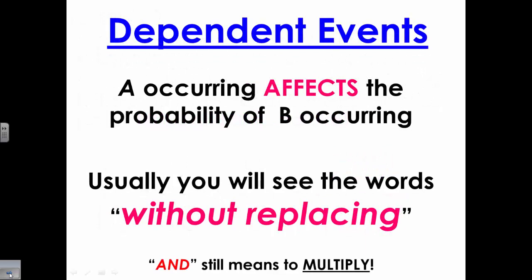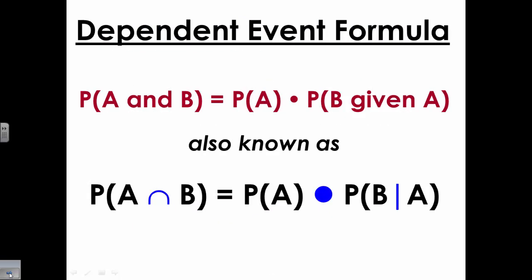Dependent events are when the occurring of A affects the probability of B occurring. Usually you'll see the words without replacement. So we'll take the probability of A and multiply it times the probability of B given whatever happened to event A.